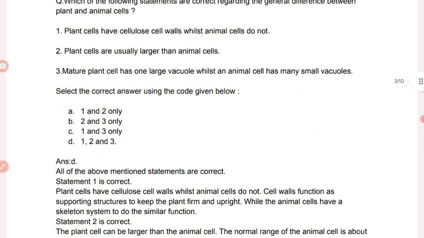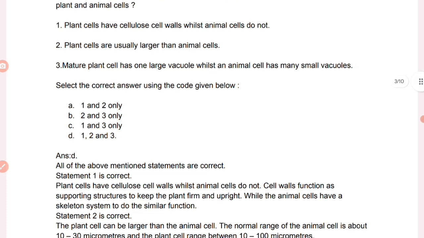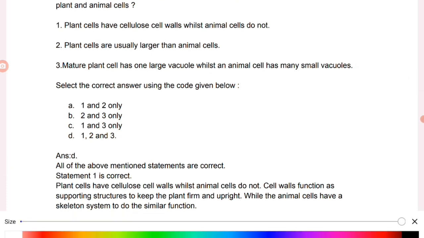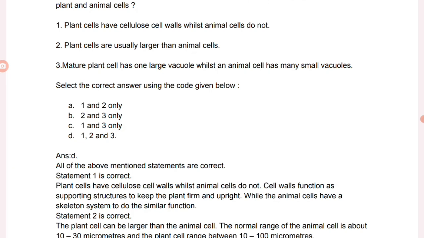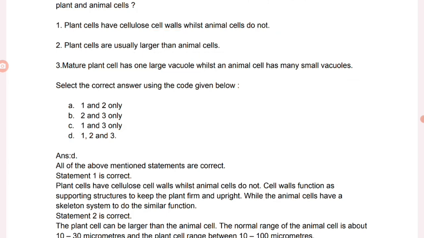Which of the following statements are correct regarding the general difference between plant and animal cells? So, plant cells have cellulose cell wall while animal cells do not. So this is correct. Plant cells are usually larger than animal cells. So this is also correct. And mature plant cells have one large vacuole while animal cells have small vacuoles. So this is also correct. So D option is correct.